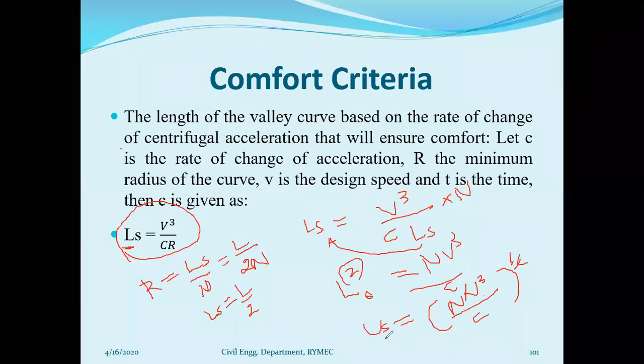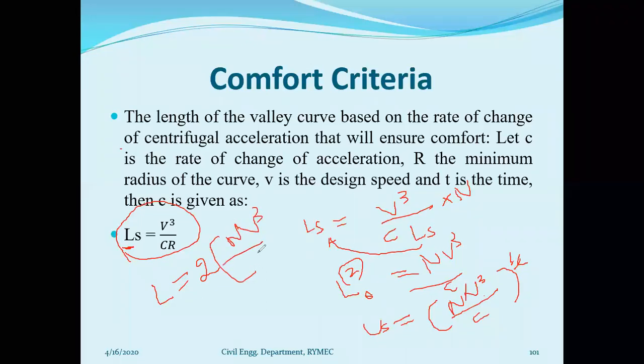So again you people know what is LS. LS is nothing but L by 2, right? So can I rewrite this one? L is equals to 2 open the bracket N V cube divided by C close the bracket 1 by 2. Last time we did a problem and took this same formula. To determine for your comfort condition, L is equals to 2 open the bracket N V cube divided by C close the bracket 1 by 2. This is the thing we have taken, right?